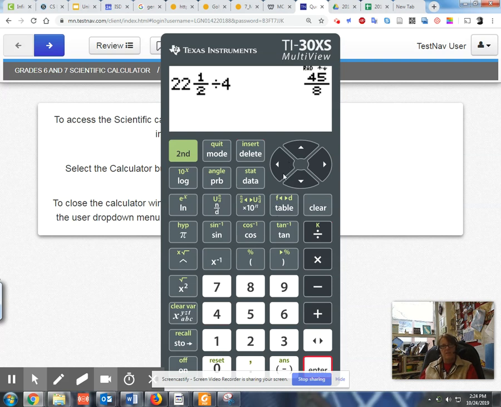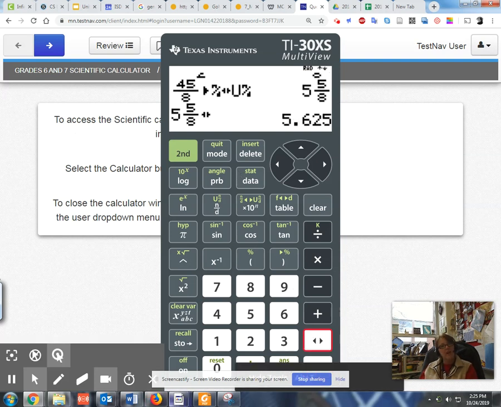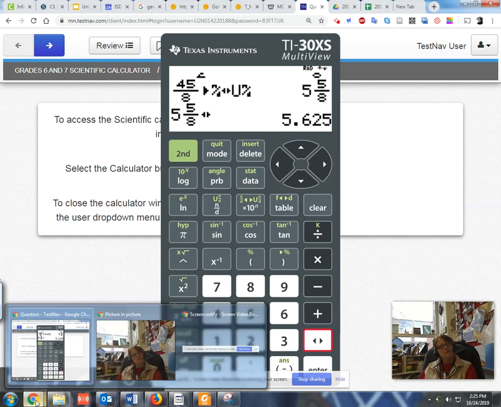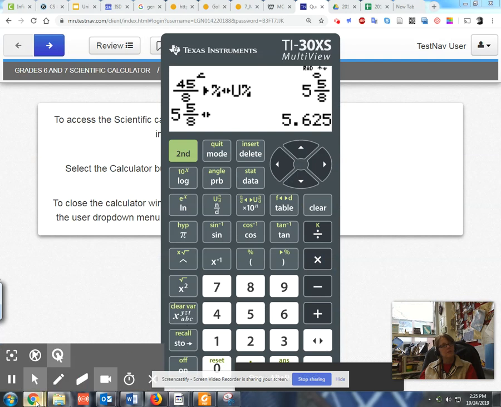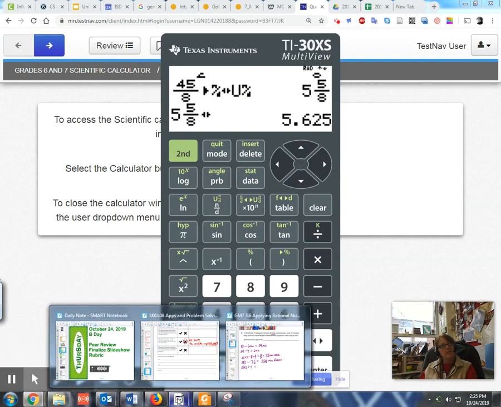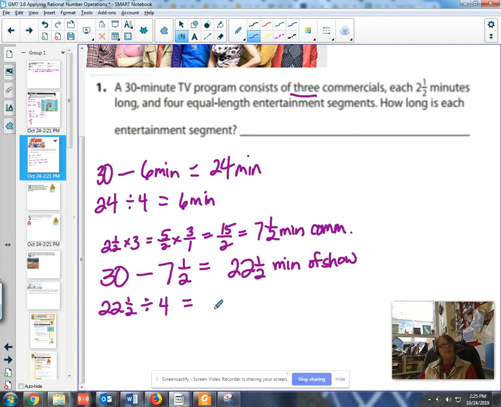I get 45/8. Well, 45/8 turned back into a mixed number, 5 5/8. If you turn that into a decimal, it'll look like this. 5.625. Let's go ahead and put that one in there. 5.625 minutes for each segment of the show.